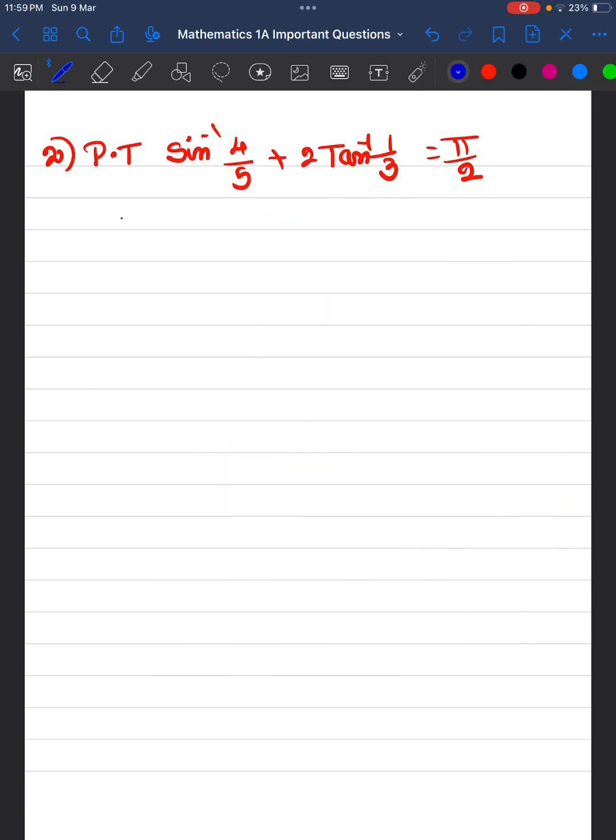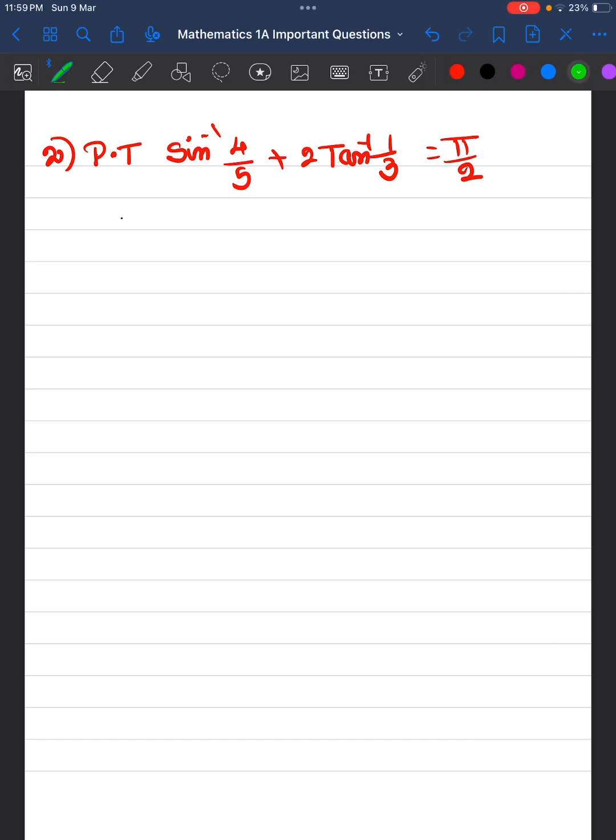Dear students, here we are solving the second problem. What is our second problem? Prove that sin inverse 4 by 5 plus 2 tan inverse 1 by 3 is equal to pi by 2. This is what we need to prove. The previous problem was completely in terms of tan, which we felt comfortable with. That's why, if I convert the total problem in terms of tan, it will be very easy for us. Listen to me carefully.